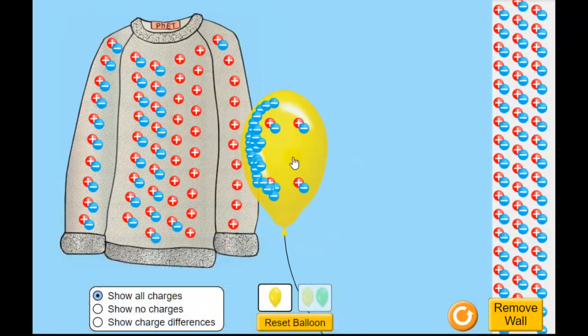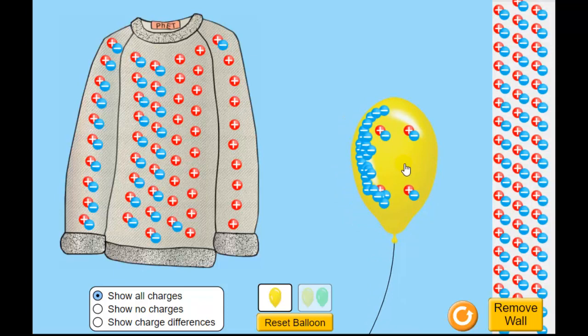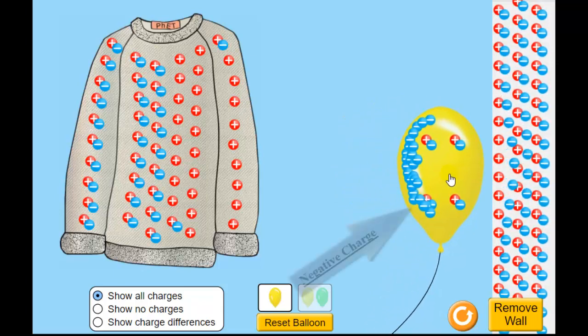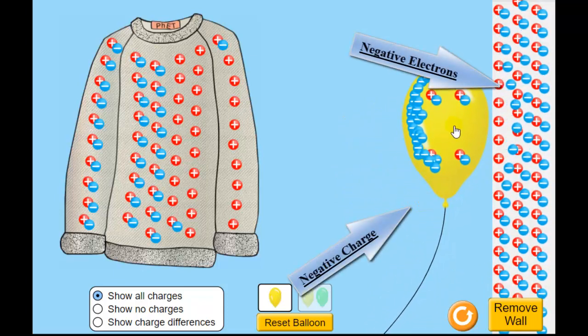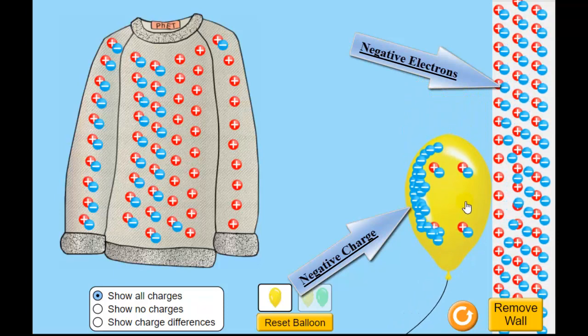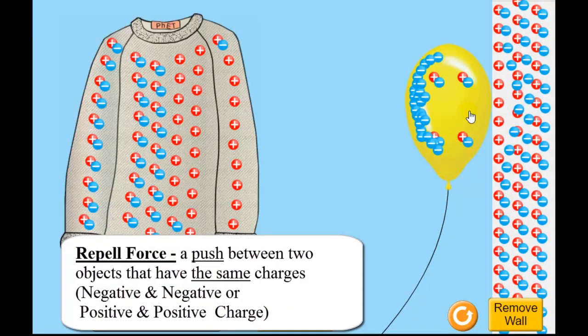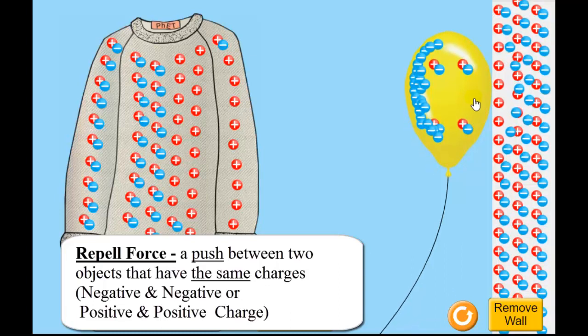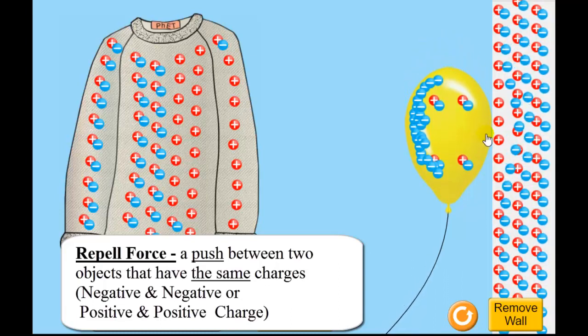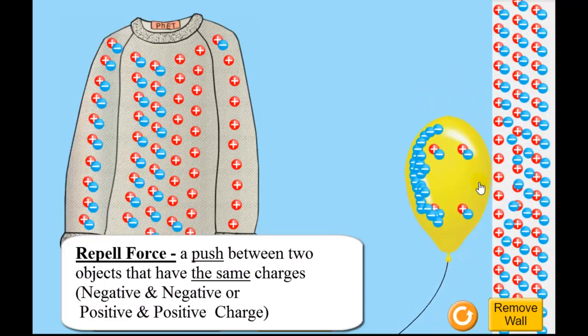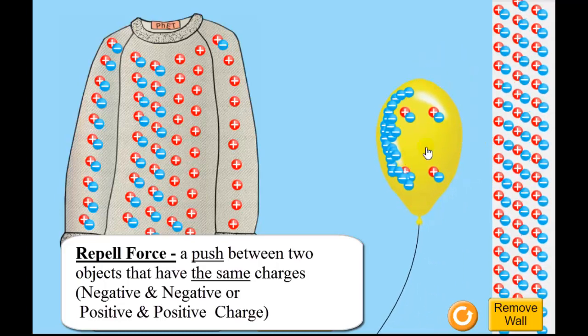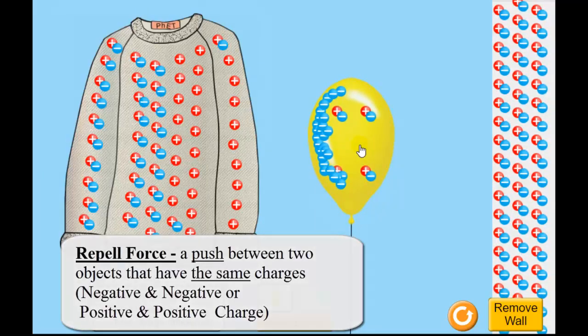But on the very same idea, if you take a look, I bring this negative charge close to these. Why do these negatives run away? That's because things of similar charges, or like charges, repel. And so negatives repel other negatives, and positives repel other positives.